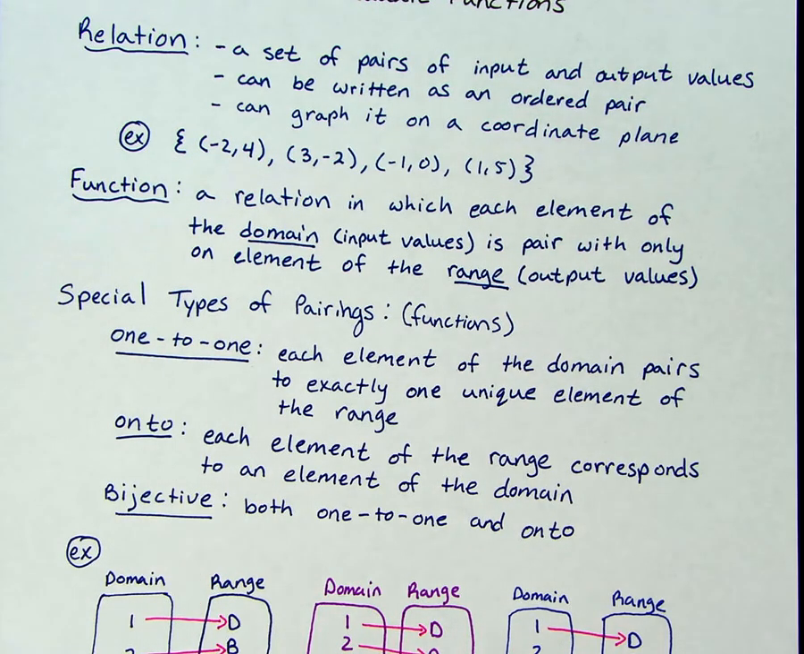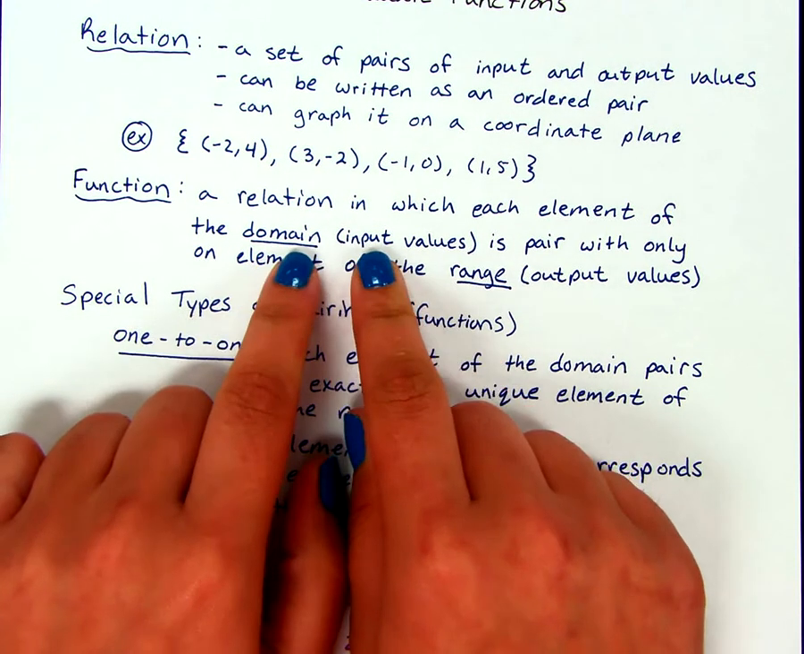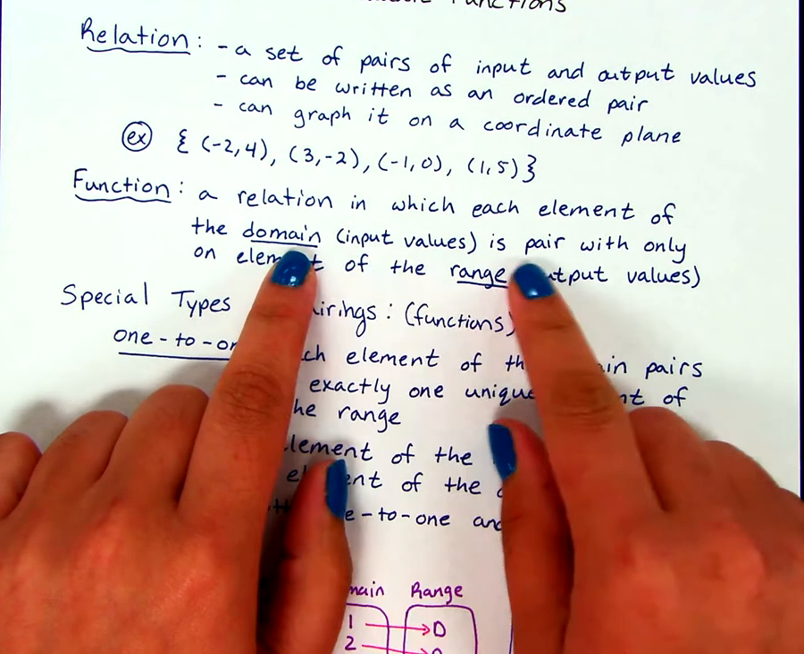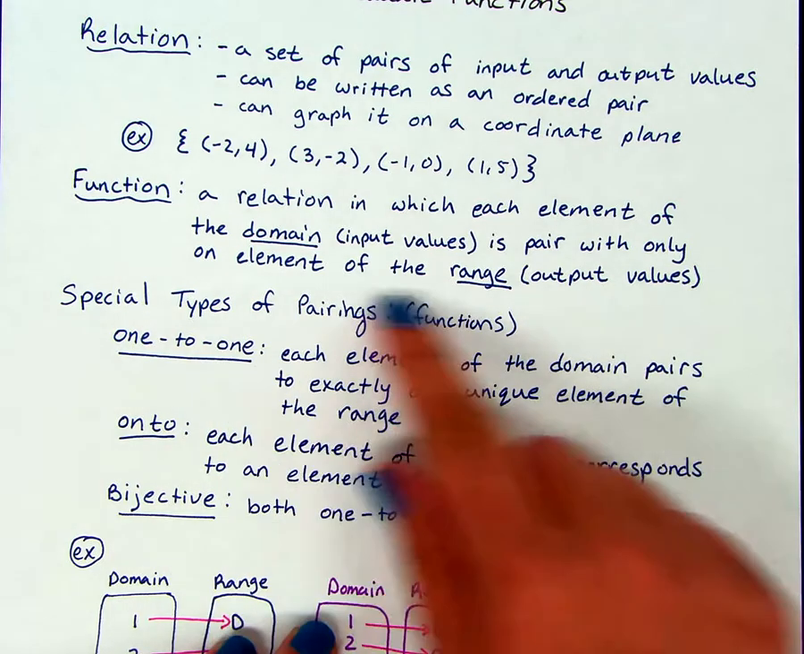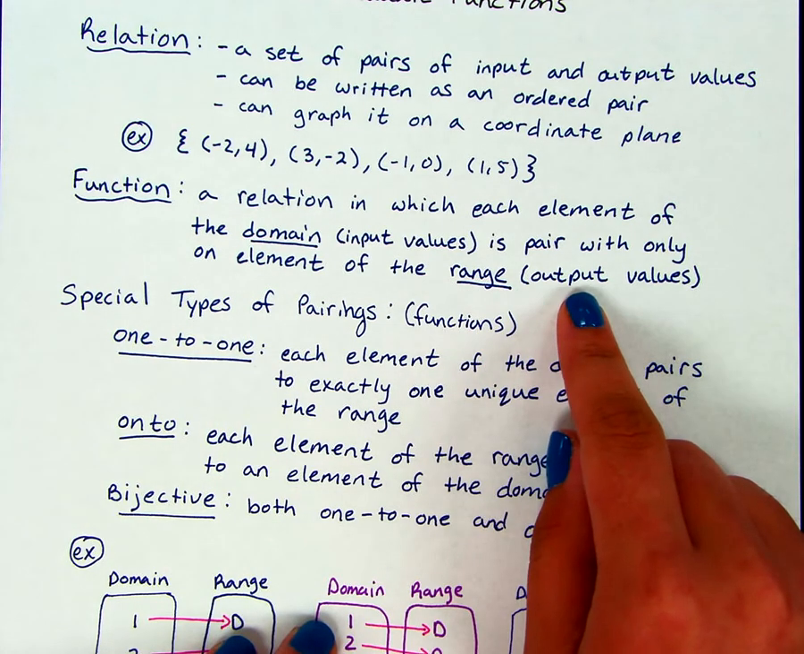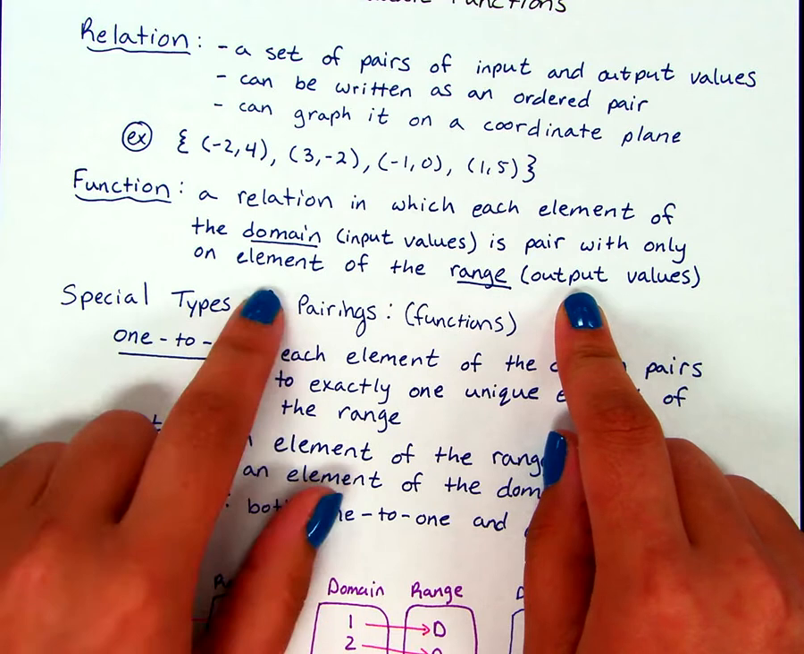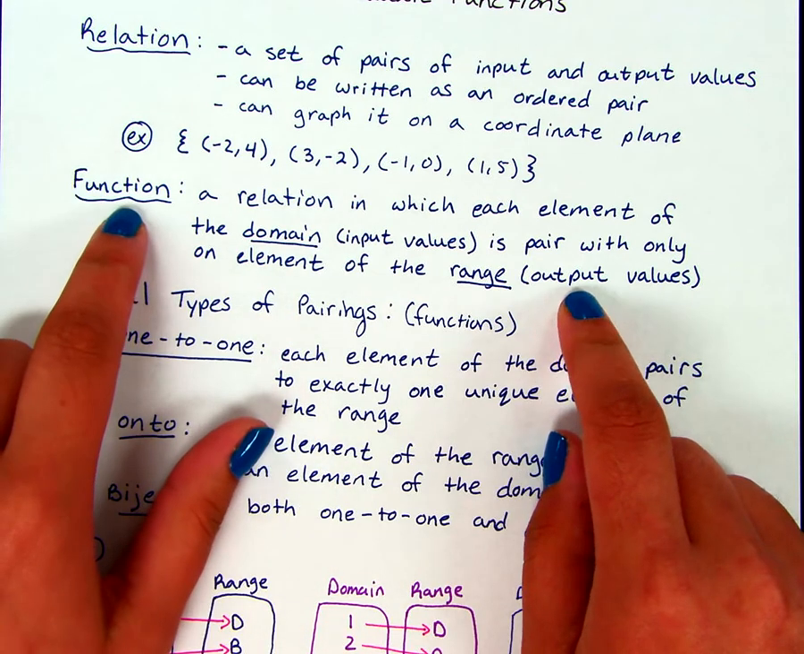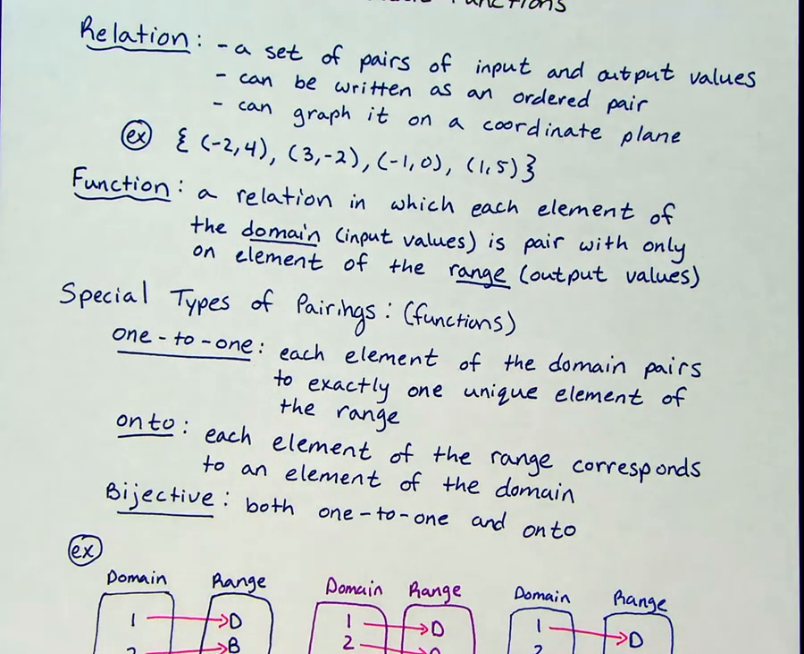Now, a function is a relation in which each element of the domain, those are going to be your inputs, so your x values, is paired with only one element of the range, or your output value. Those are going to be the y's. So basically what this is telling us is that if we have a function, our x values can only show up once. And it doesn't matter how many times the y values show up.